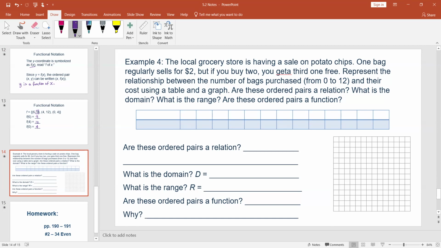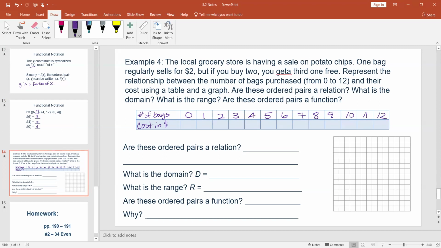Are these ordered pairs a relation? What is the domain? What is the range? Are they a function? All right, so for the first one, I have my number of bags, and then the second one is the cost in dollars of those bags. So I'm going to start with 0. We can fill this in. They told us to do 0 through 12. So 0, 1, 2, 3, 4, 5, 6, 7, 8.